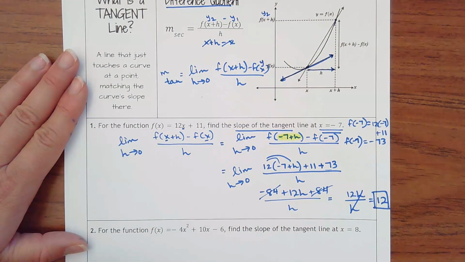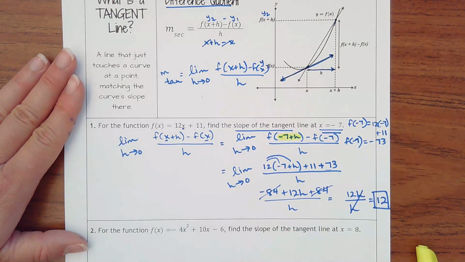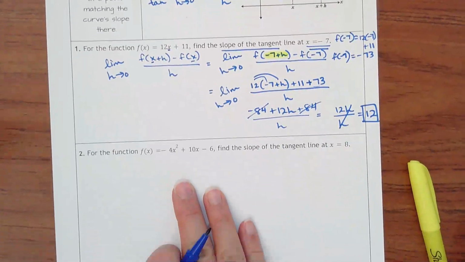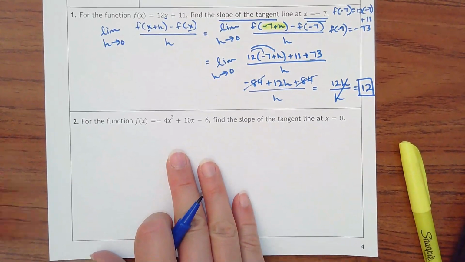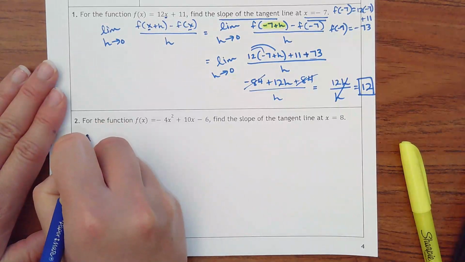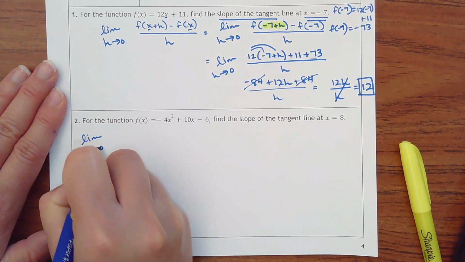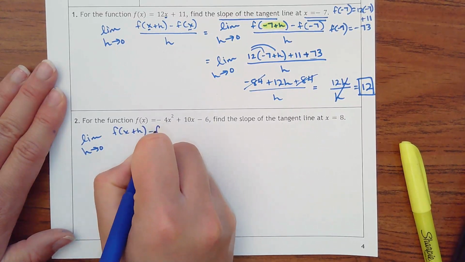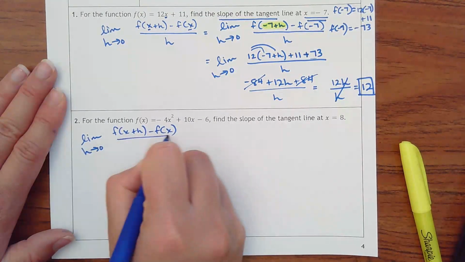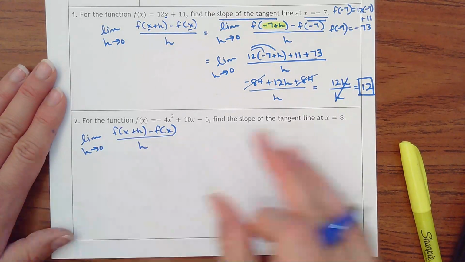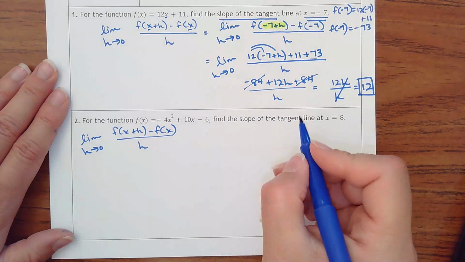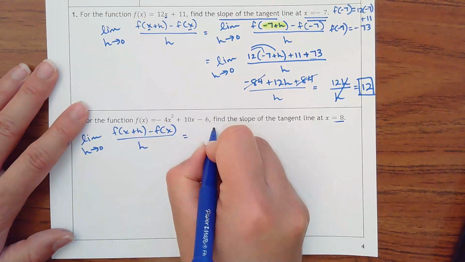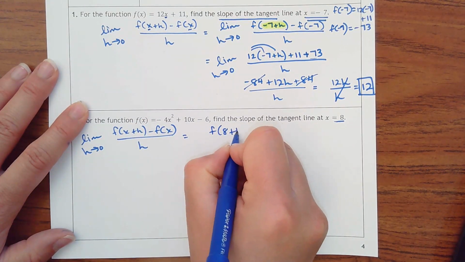That's what we found. All right, let's try another one. That was linear. Now we're going to do quadratic because I have an x squared. So I would start again by saying, okay, your limit as h goes to 0 of f of x plus h minus f of x. This is your y2 minus y1 all over your x2 minus x1, which simplifies to h. Your x value is 8, so that's going to get plugged in for x.